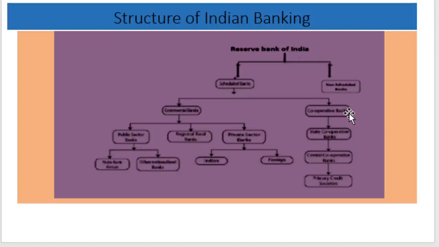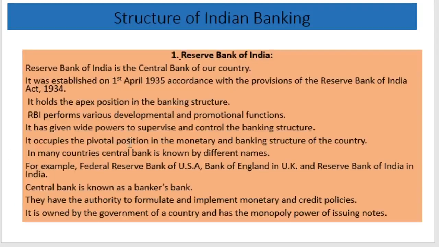Cooperative banks are the second component of scheduled banks in India. Cooperative banks are divided into state cooperative banks, central cooperative banks and primary credit societies. This is the structure of the Indian banking system. Let us see in detail the structure of the Indian banking system.